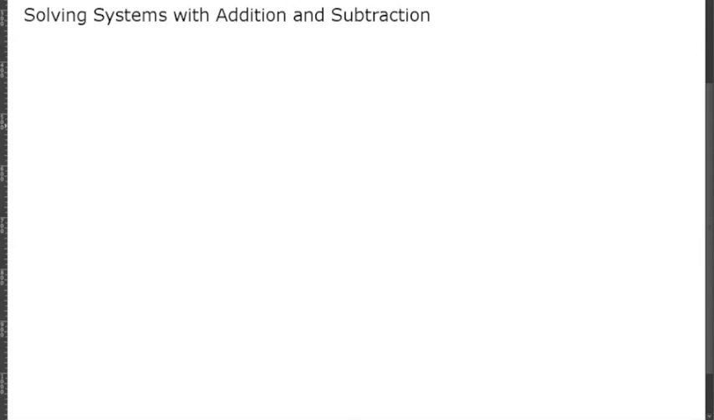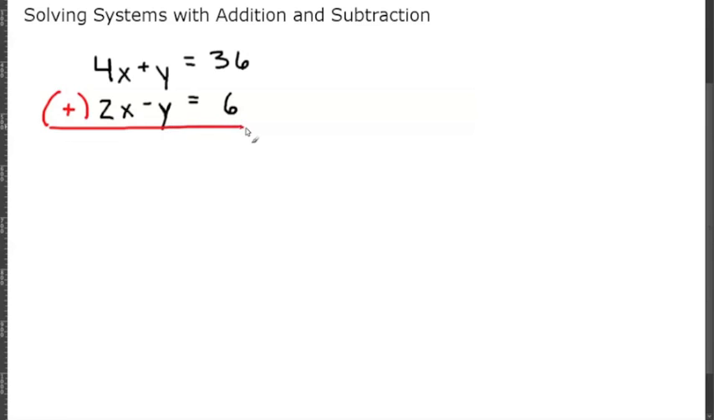In this video, I'm going to show you how to solve systems with addition and subtraction. Looking at this system of equations, 4x plus y equals 36 and 2x minus y equals 6, we're going to solve this with addition. The way we would do that is to add both the equations together. So when we add this equation to the top equation, you'll notice that the y's are going to cancel out.